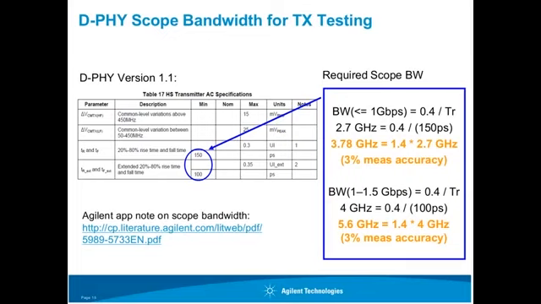Using that fastest rise time requirement, we can apply the scope bandwidth equation to calculate how much bandwidth we will need for both speeds. We need about 4 gigahertz for signals up to 1 gigabit per second, and 6 gigahertz for signals between 1 to 1.5 gigabits per second. There's an app note that you can find that provides the equation in order to calculate the bandwidth requirement.